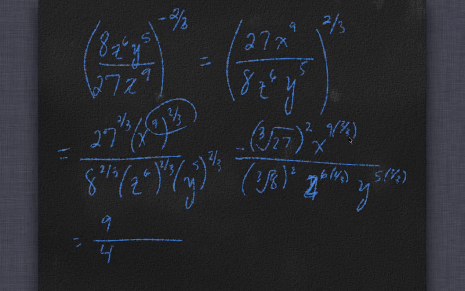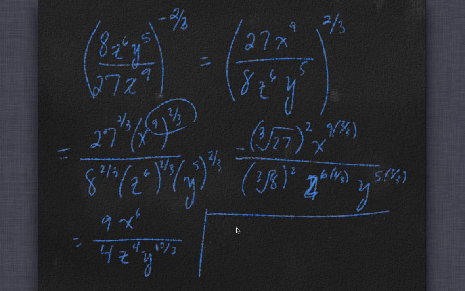9 divided by 3 is 3 times 2, so that's x to the 6th. Z, 6 over 3 is 2, times 2 is 4, so z to the 4. The y is a little bit funny because that doesn't divide, right? So you have y to the 10/3, which is fine. It's possible that you'll end up needing to write this as y to the something and then times a cube root of y, okay?